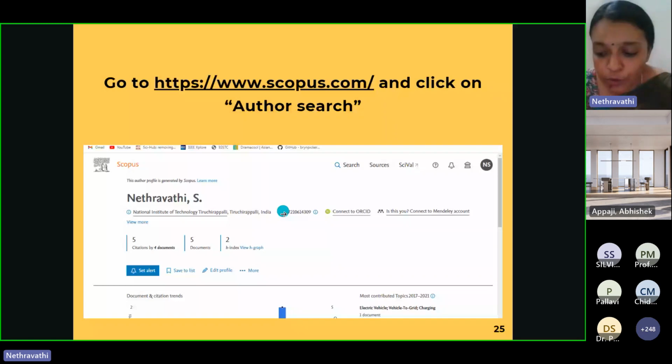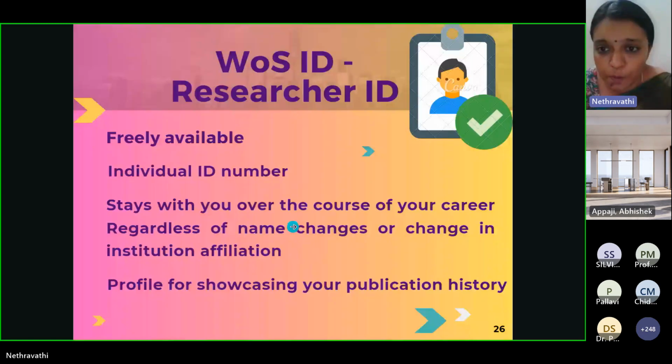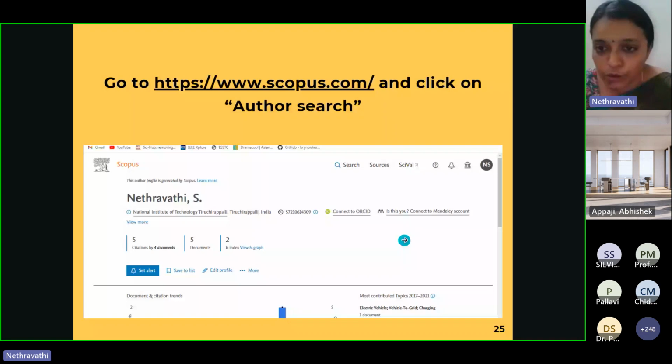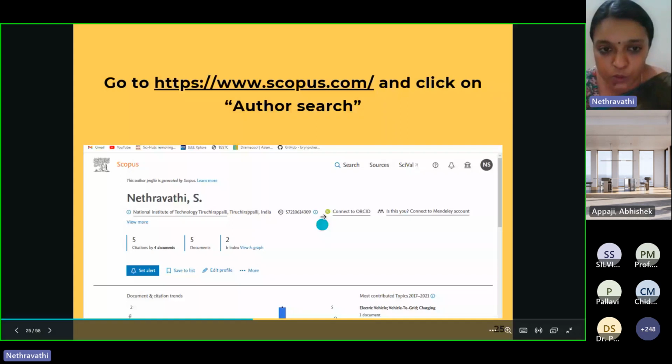And how to get this Scopus ID? You just have to go to scopus.com and click on author search. It will open a window where you can search for a particular author or your name itself. You can search for your name, and if you have a paper published in a Scopus indexed journal, automatically this will come, and this number will be your Scopus ID.